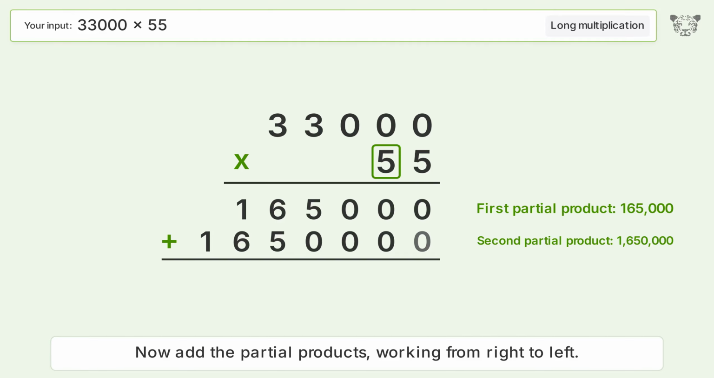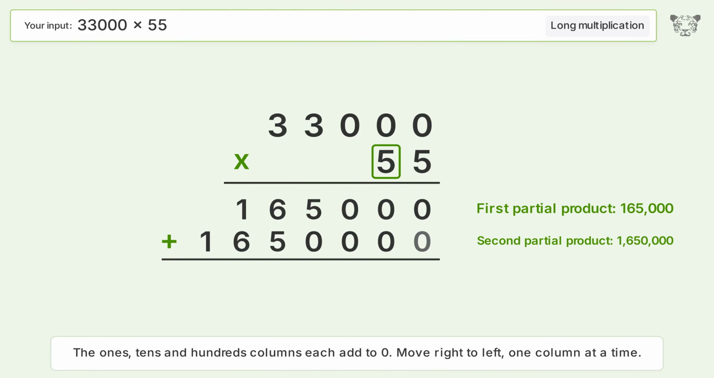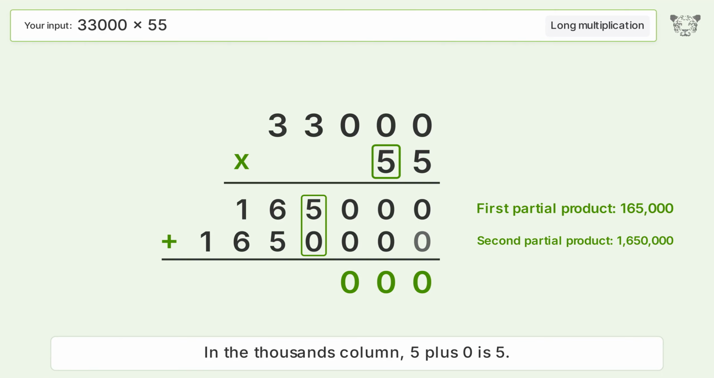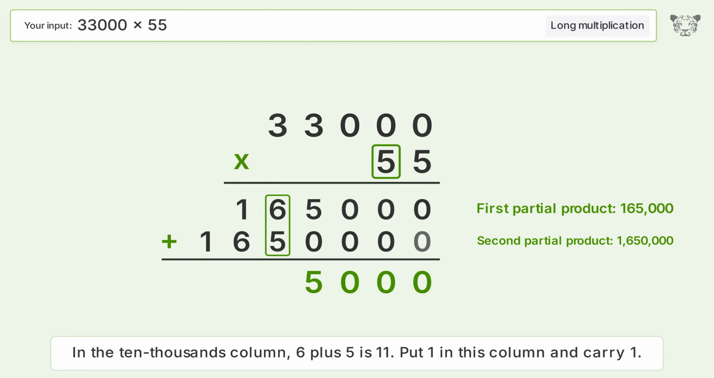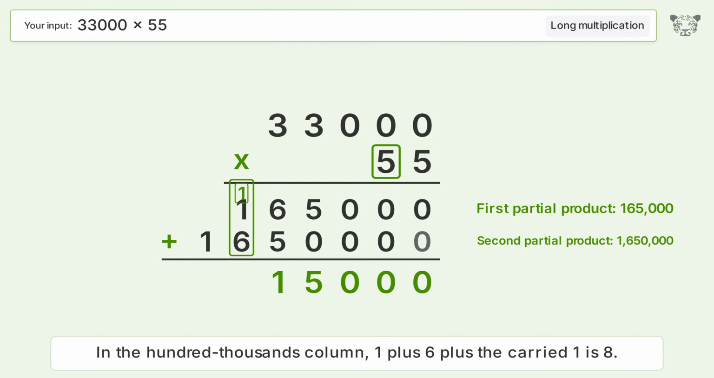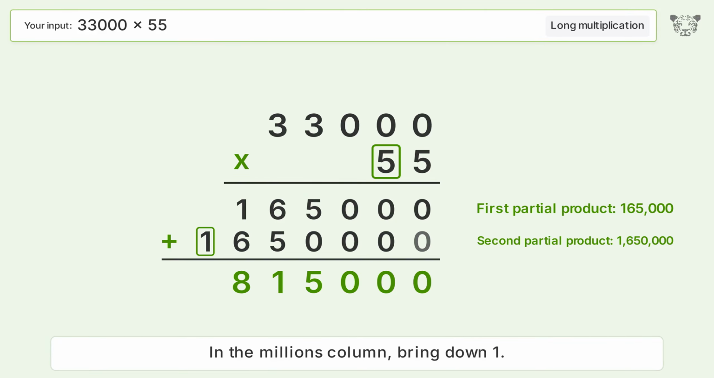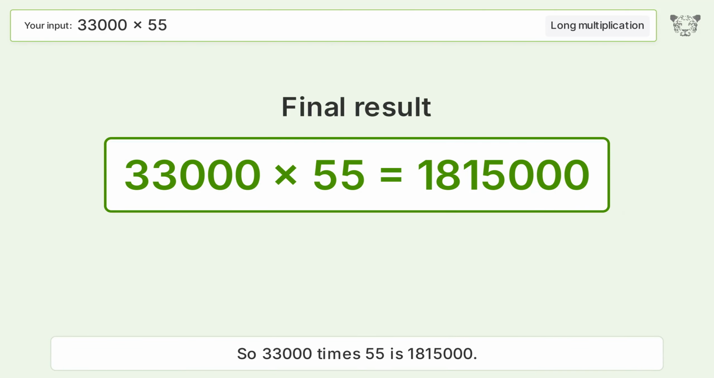Now add the partial products, working from right to left. The ones, tens and hundreds columns each add to 0. Move right to left, one column at a time. In the thousands column, 5 plus 0 is 5. In the ten thousands column, 6 plus 5 is 11. Put 1 in this column and carry 1. In the hundred thousands column, 1 plus 6 plus the carried 1 is 8. In the millions column, bring down 1. The whole product is 1,815,000. So 33,000 times 55 is 1,815,000.